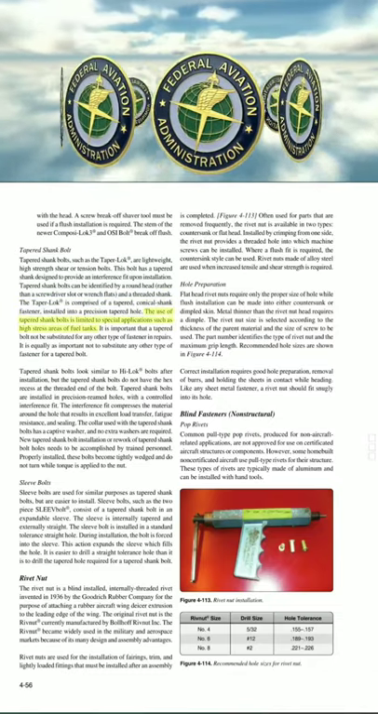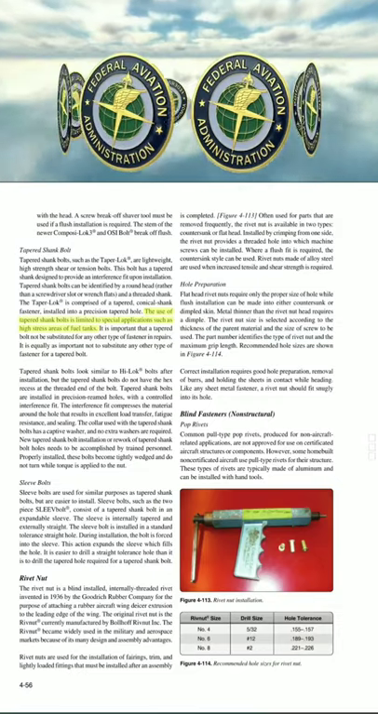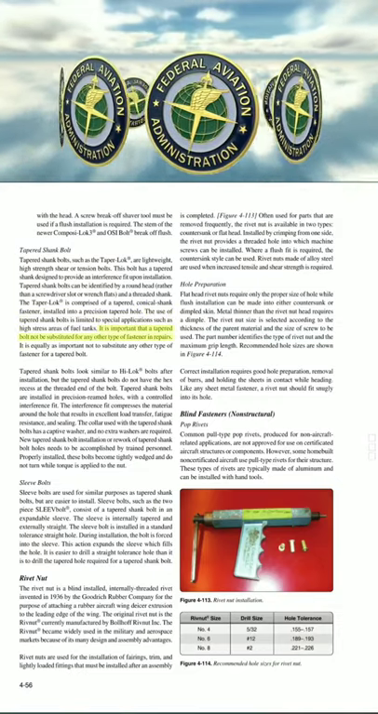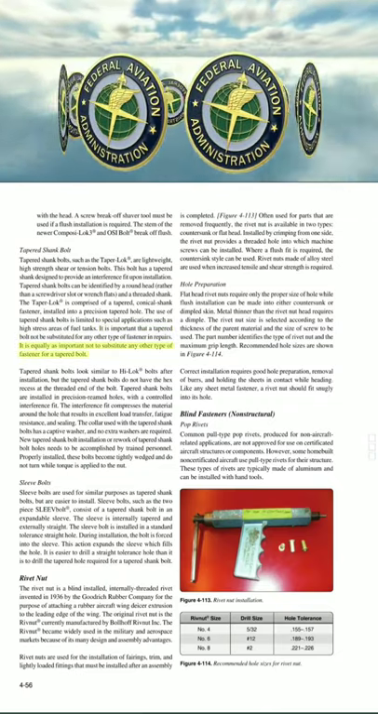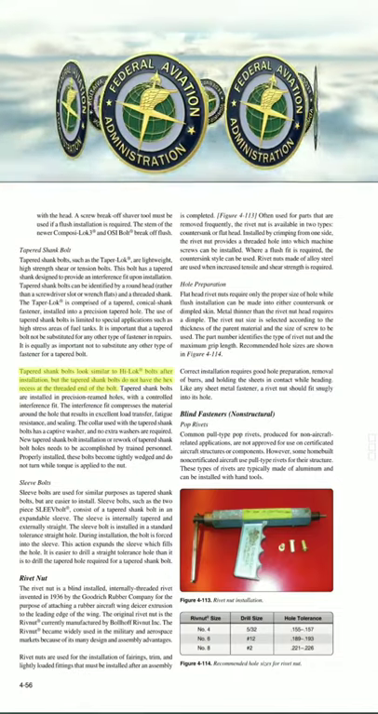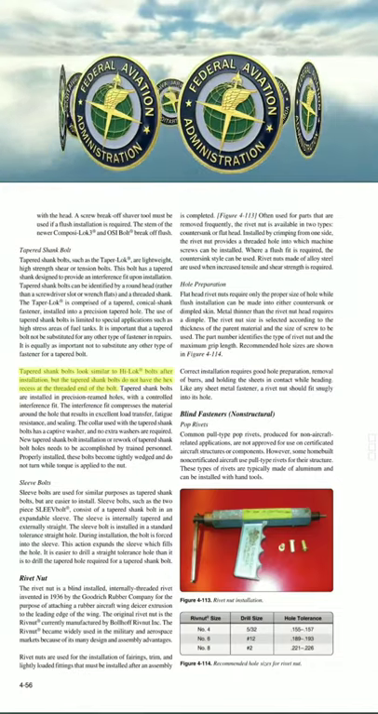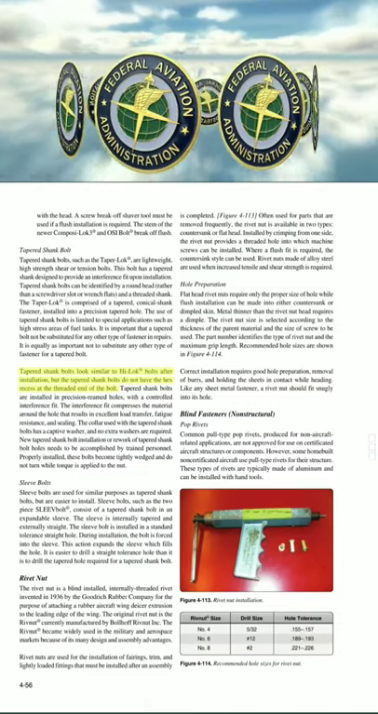The use of tapered shank bolts is limited to special applications such as high stress areas of fuel tanks. It is important that a tapered bolt not be substituted for any other type of fastener in repairs. It is equally as important not to substitute any other type of fastener for a tapered bolt. Tapered shank bolts look similar to Hi-Lok registered bolts after installation, but the tapered shank bolts do not have the X recess at the threaded end of the bolt.